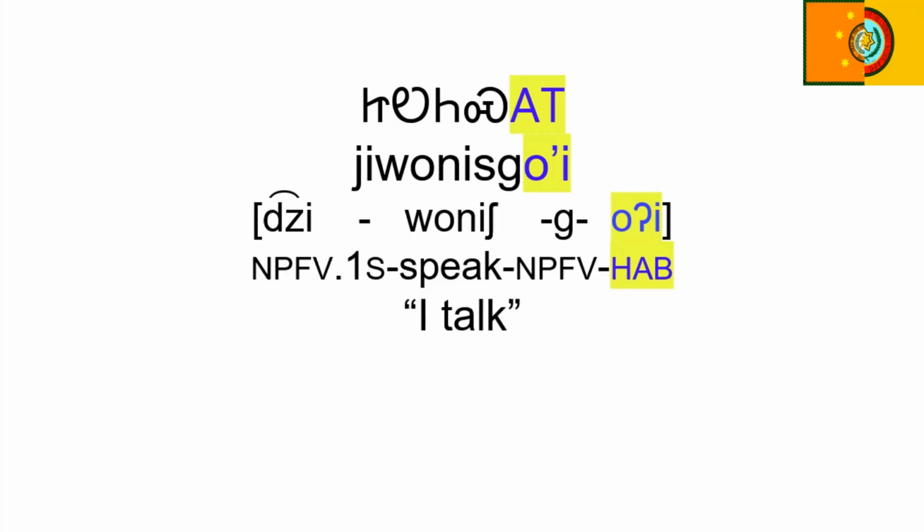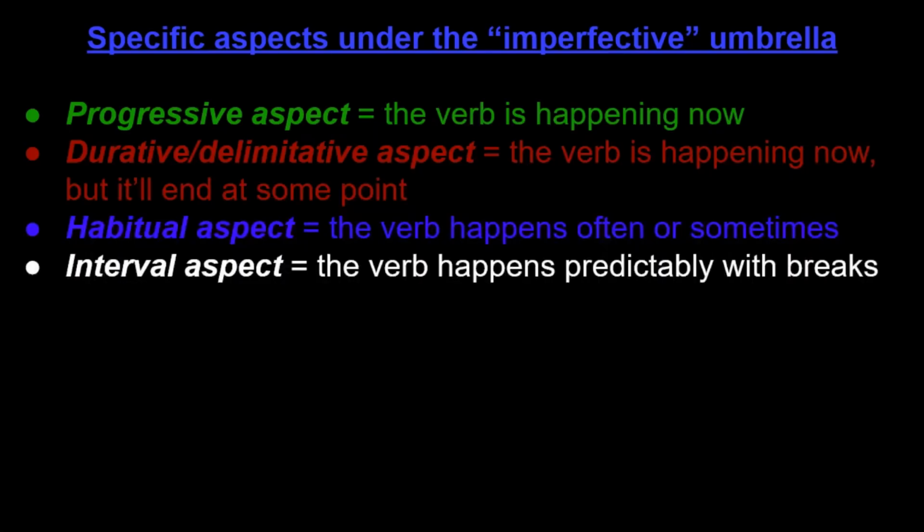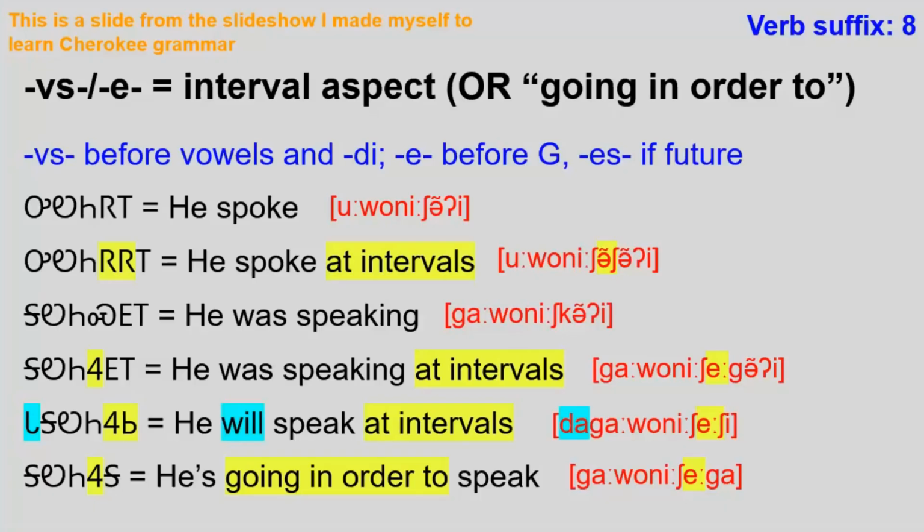Cherokee has it in the form of the suffix oi, but also AAVE has it in the form of habitual be, which is probably the most discussed feature of the dialect. Along similar lines, the interval aspect is also habitual, but it's used specifically when the action happens at intervals, as the name implies. It's also a Cherokee thing, coming in various forms depending on the surroundings.